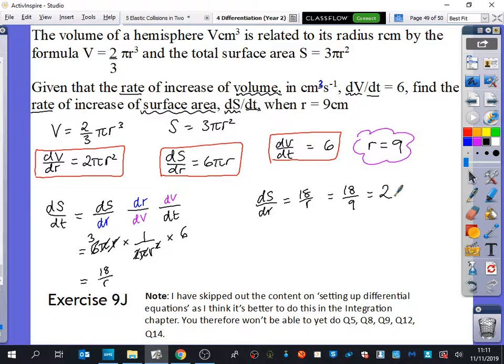But what about units? What should the units be for this kind of thing? Sorry, it shouldn't say dr there, should it? I copied it out wrong. It's ds dt, so it should be centimetres squared per second that we've got. Okay, we've got some of those extra units of things.